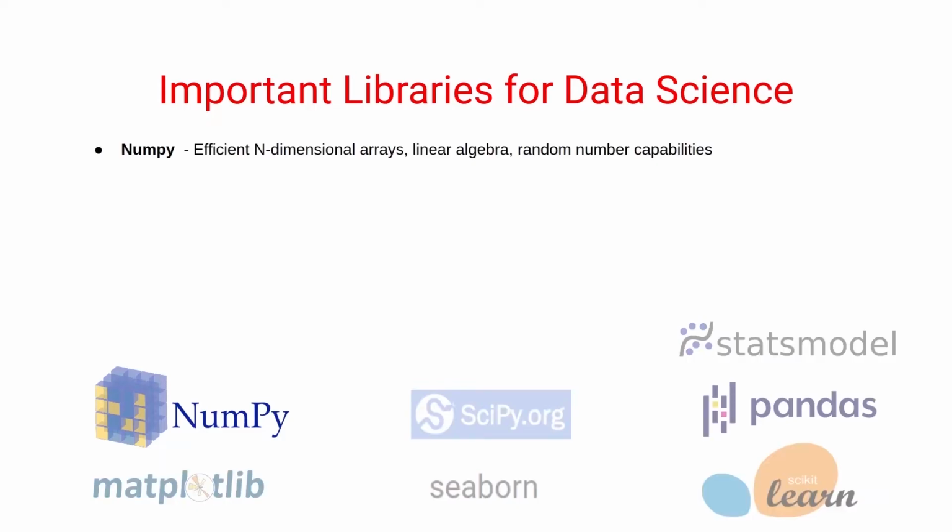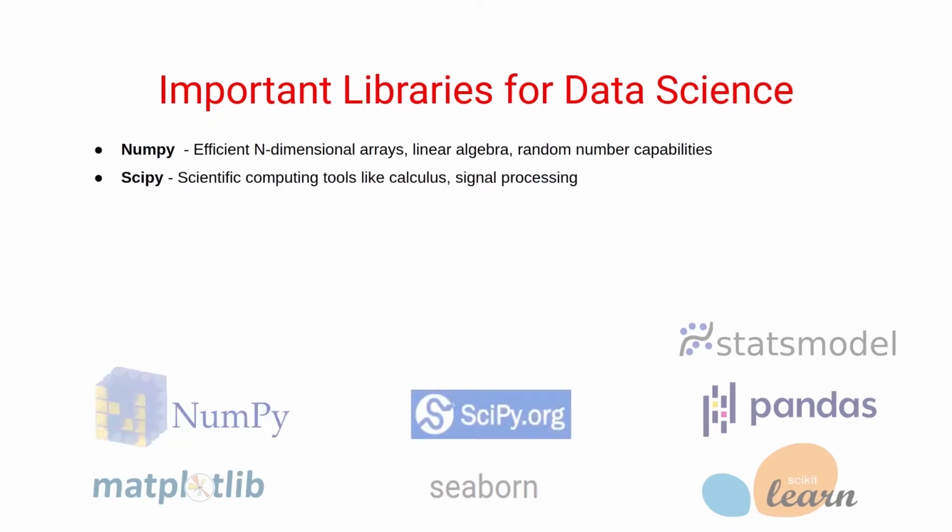So the first library is NumPy. Now NumPy has very useful features like it lets you create n-dimensional arrays in a very efficient manner. So this is basically how you represent data in the computer's memory in Python. Apart from that, you can use NumPy to perform linear algebra, and NumPy also has capabilities to generate random numbers and random values.